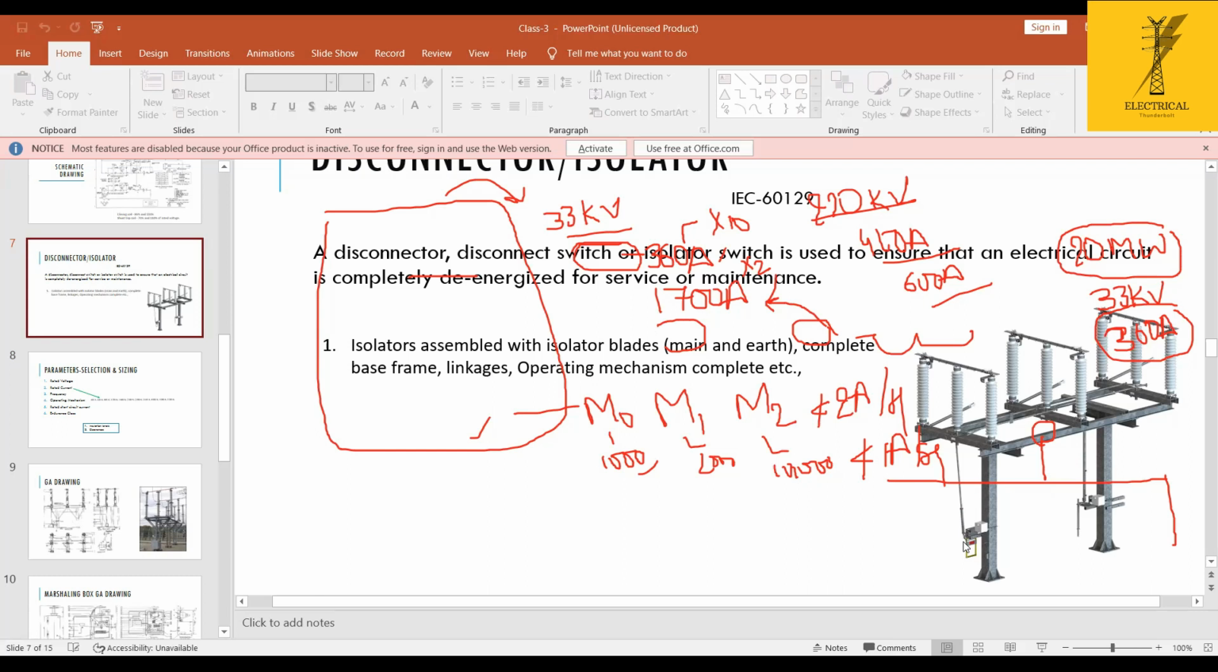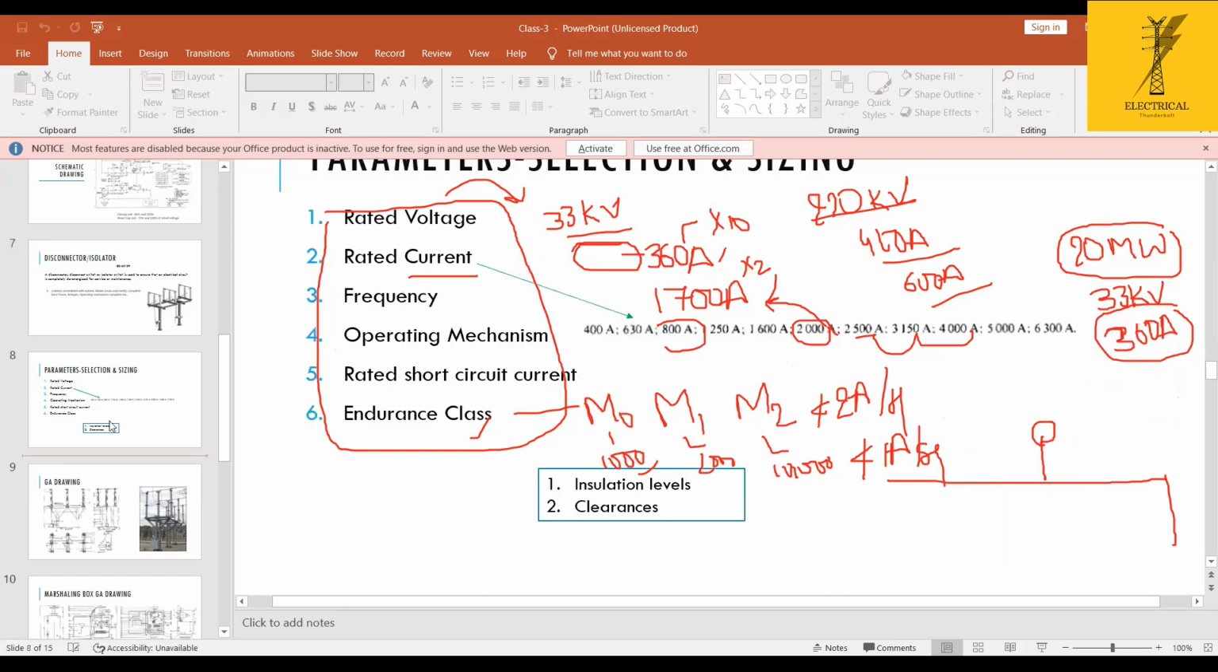So all these things we are specifying mainly in the specification, and these are the parameters we are providing directly as a summary in the specification, as well as directly in the bill of quantity, where you are raising the request for purchasing this isolator. In a short note, we are mentioning all these things in brief.